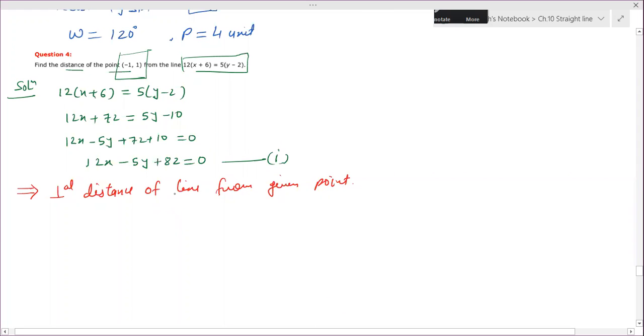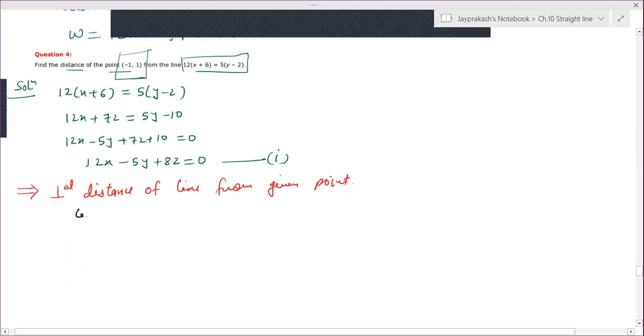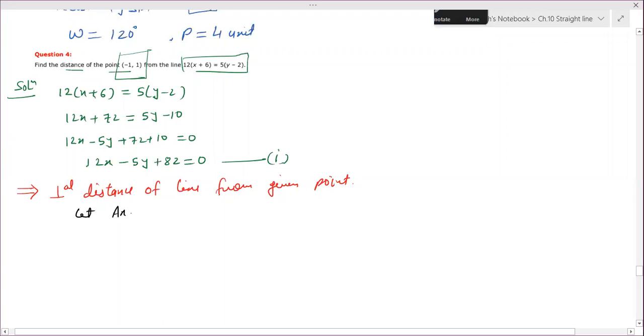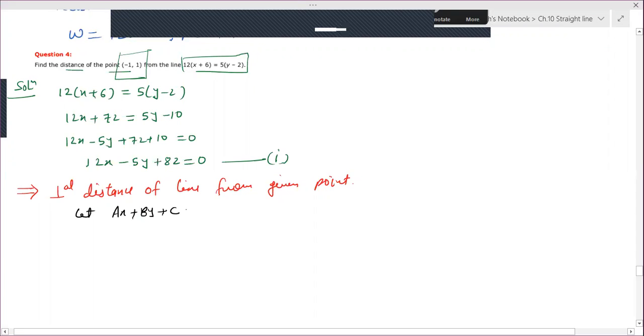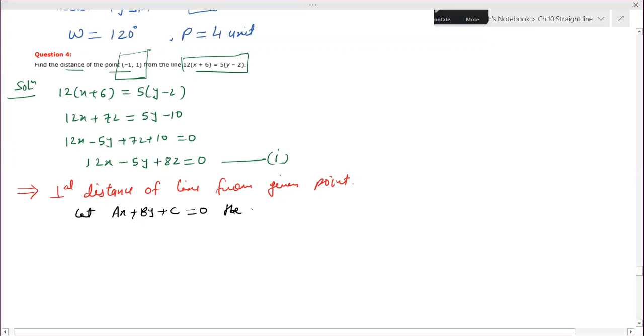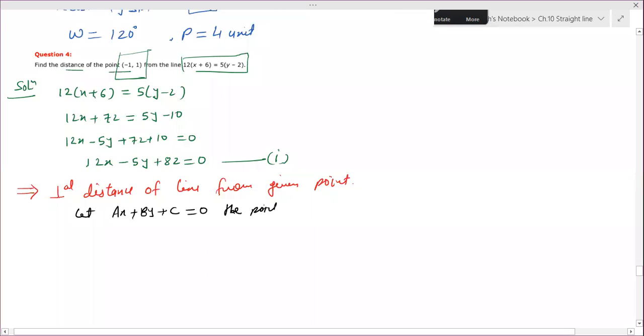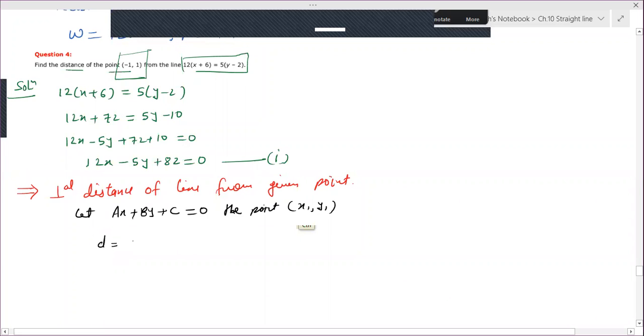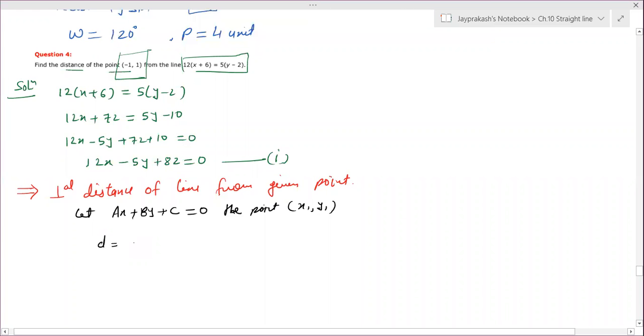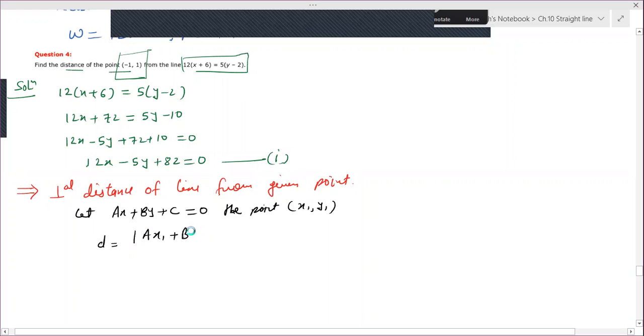So the perpendicular distance of the line from the given point can be written as follows. Let us suppose that we have the given equation ax plus by plus c is equal to 0, and the point x1 comma y1. So the distance of the line from the point will be written as d is equal to modulus of ax1 plus by1 plus c upon square root of a square plus b square.